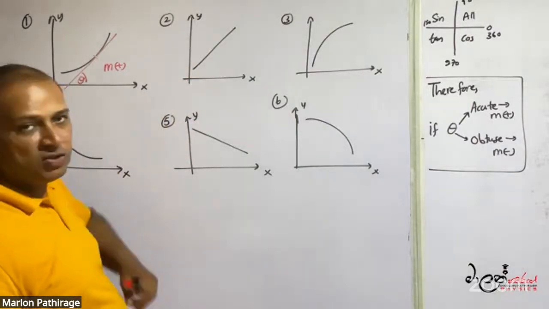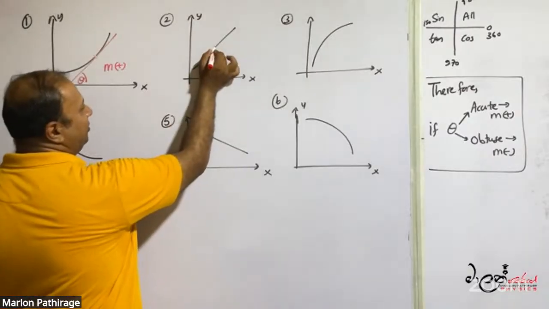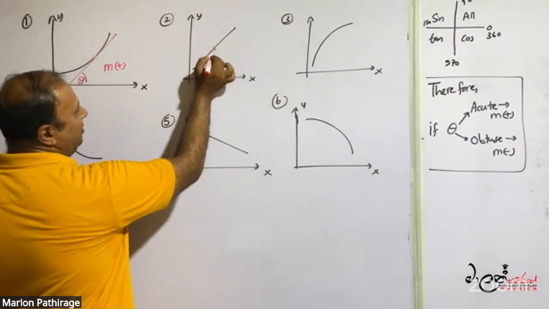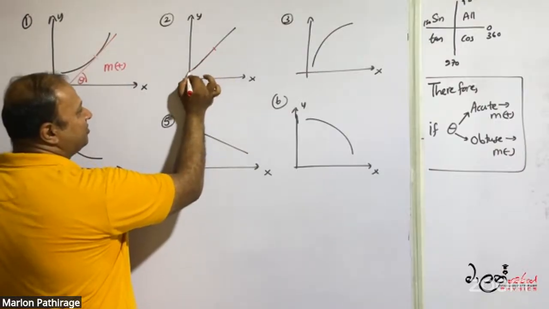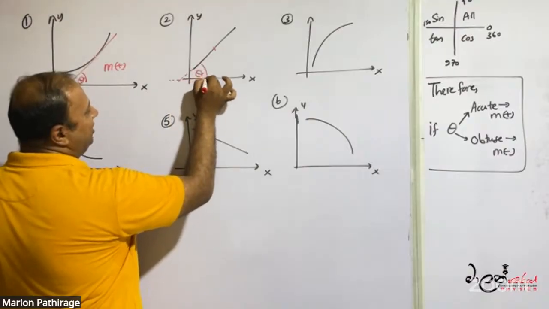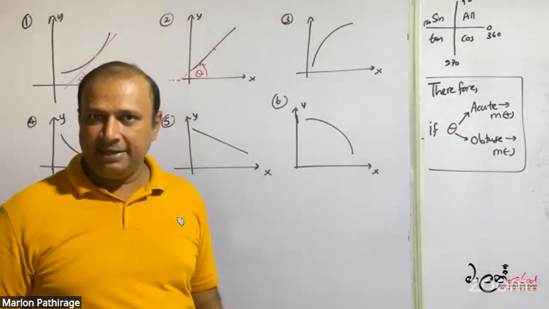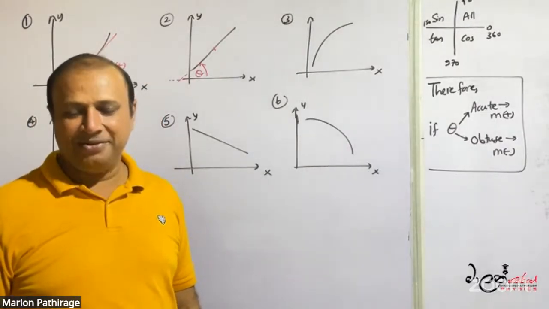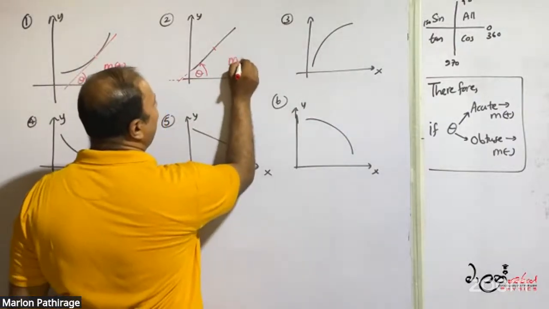Then this one. Again you have to draw the tangent. Actually now this is a straight line, no? So if you draw tangent, it will be a straight line too. Now if you determine this angle, what is the angle? Again, it is an acute angle. Therefore, here M is positive.